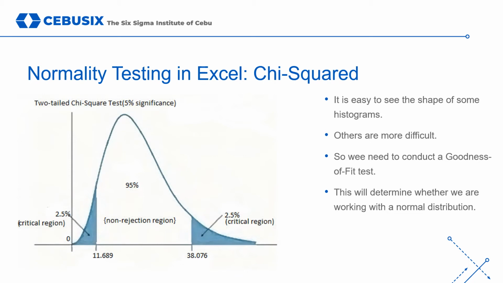If the p-value is greater than our alpha risk, which in a chi-squared test should be set at 5%, then we accept the null hypothesis, which states that our data is normal. But if the p-value is lower than the alpha risk, we reject the null hypothesis, accepting the alternative, that our data is not normal.